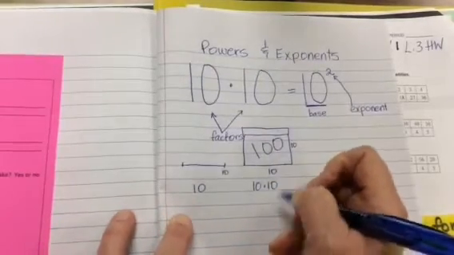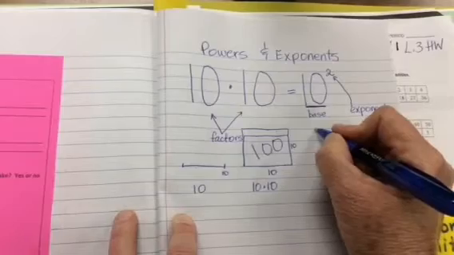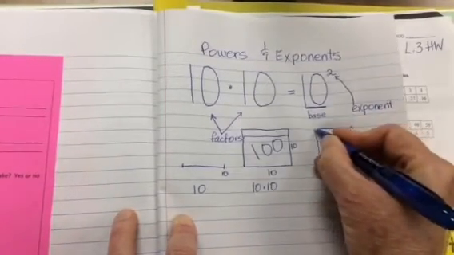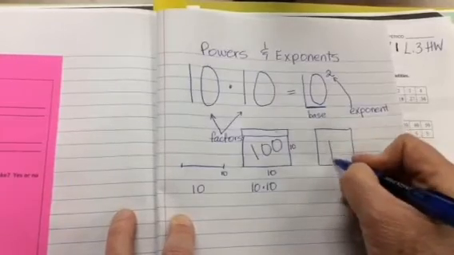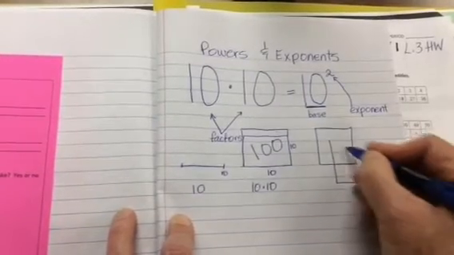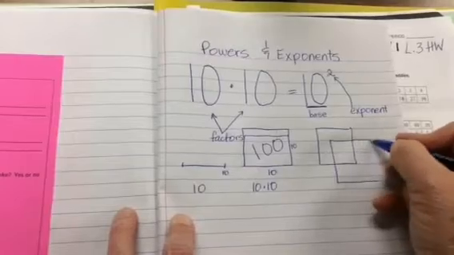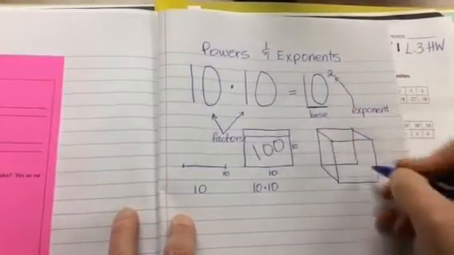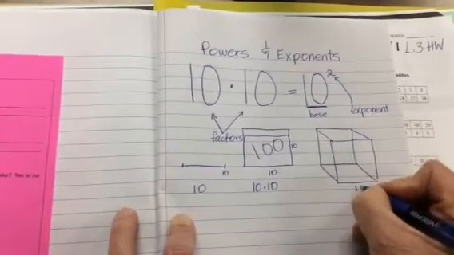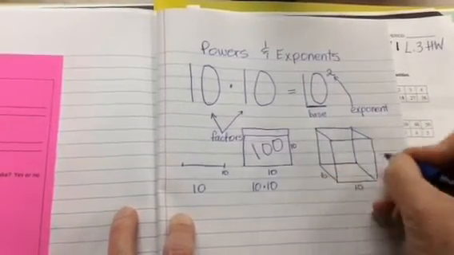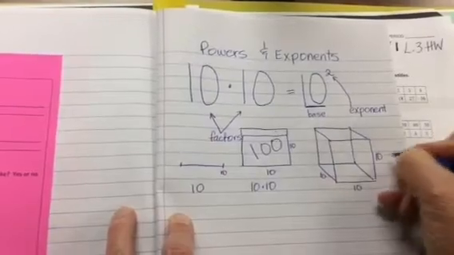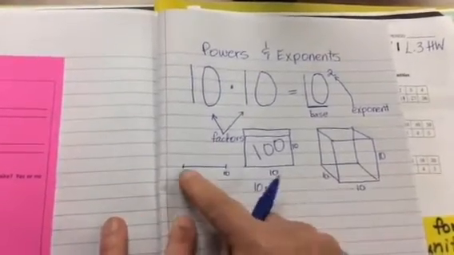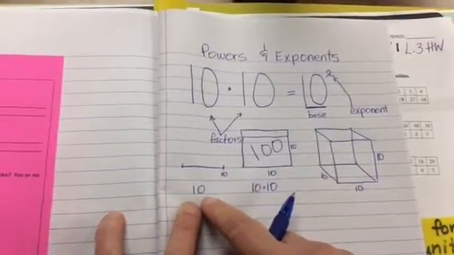Okay, let me go a little further. Now I take my square, that's 10 by 10, and I turn it into a cube that is 10 by 10 by 10. So it's 10 across here, 10 across here, so length, width, and height.